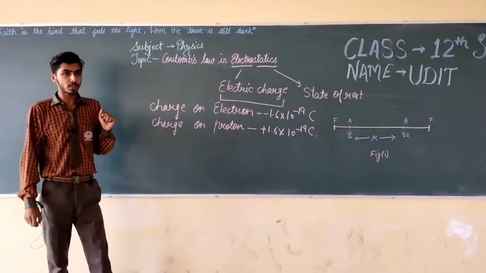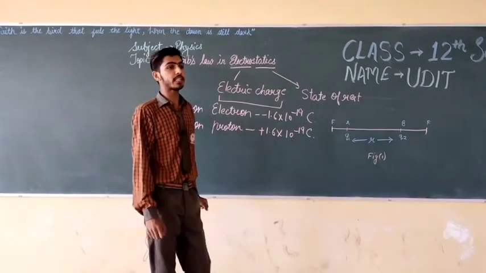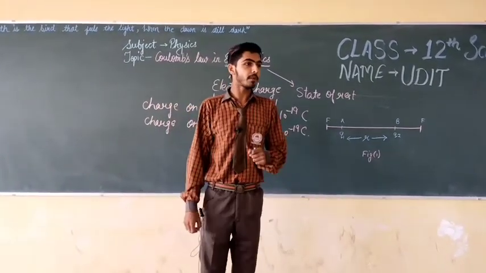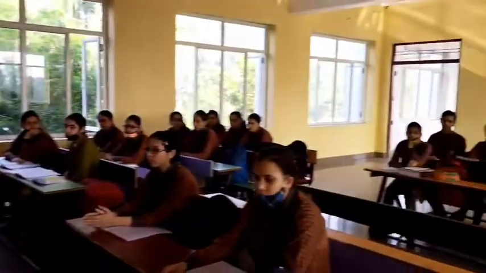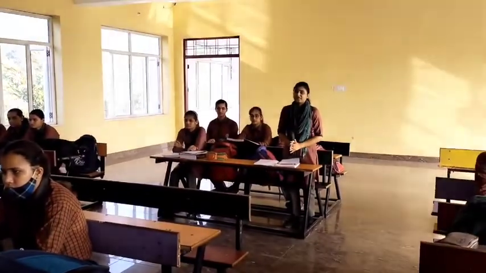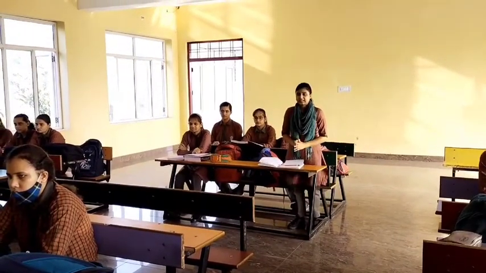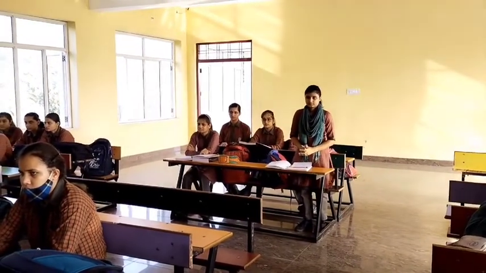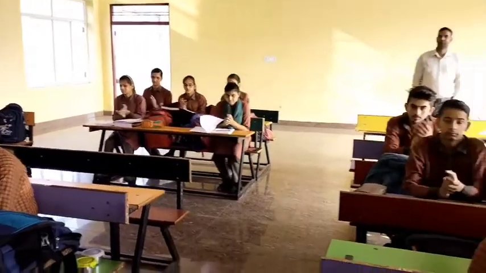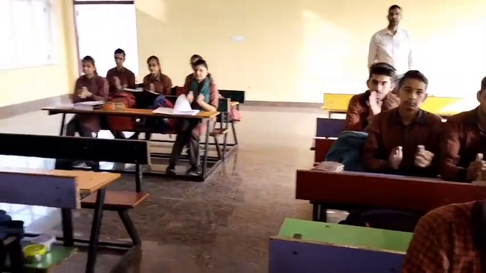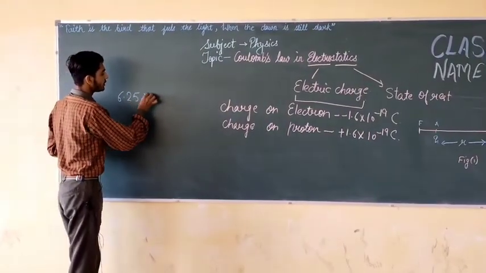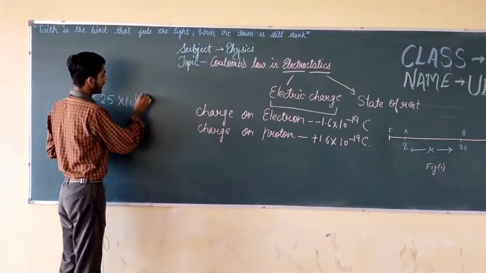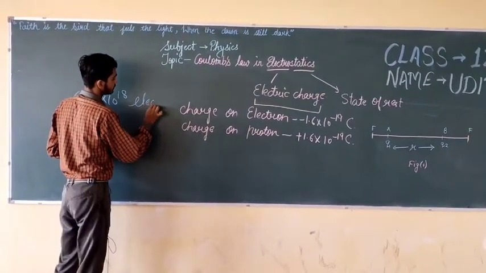Now my question to you: how many electrons are present in 1 coulomb of charge? Is there anybody? Yes, Kanika. 6.25 into 10 raised to power 18 electrons. Yes, right answer. Clap for Kanika.